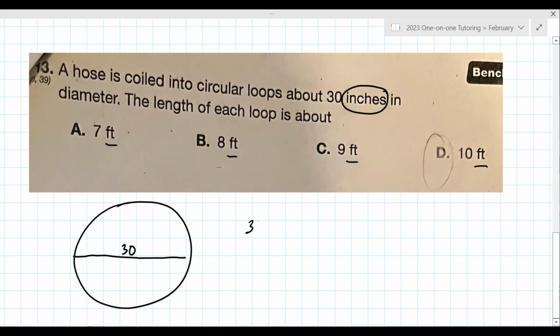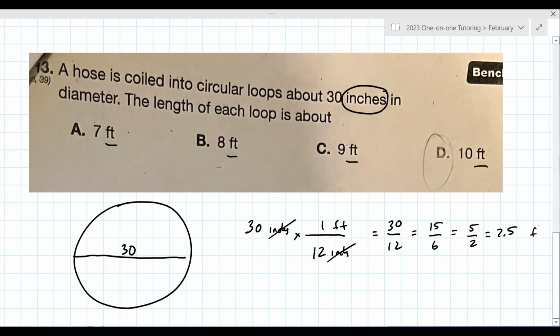Just 12 inches over 1 foot. Yes. So you put the inches on the bottom, 12 inches, 1 foot up top. You'll see this again when you take a science course, but the units have to cancel. So 30 divided by 12, you can reduce that fraction like you've been doing. It's 15 over 6. It ends up being 5 over 2, which is 2.5 feet. So we actually don't want to use this 30. We want to use 2.5 feet.